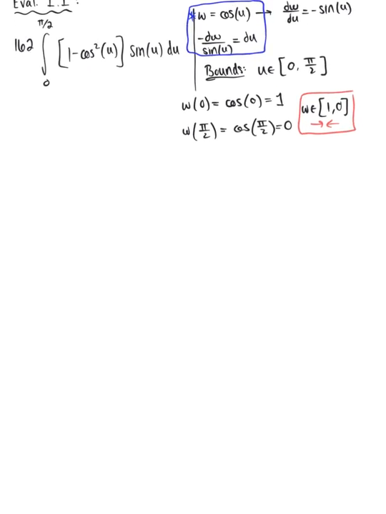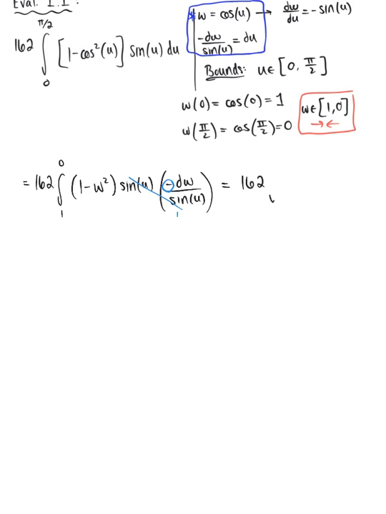So we can plug our substitutions in, and we have 162 times the integral from 1 to 0 of 1 minus w squared multiplied by sine of u, and then we've replaced our differential now with minus dw all over sine of u. So the sines of u cancel each other right out to 1. And when we apply the order of integration, the negative from the differential will cancel with the negative from that property. So we end up with 162 times the integral from 0 to 1 of 1 minus w squared dw. And so we can integrate this. We have 162 w minus w cubed all over 3. And we're ready to evaluate from 0 to 1.